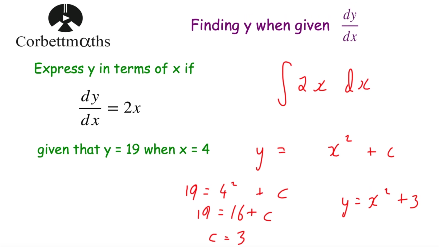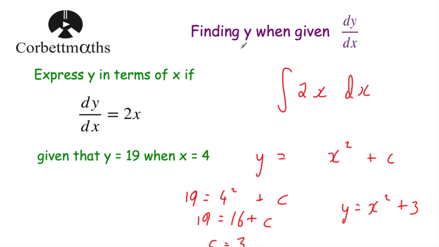And that's it. So just to explain, if you want to find out what y is, whenever you've been given what dy by dx is, you'll want to integrate dy by dx, and you'll find out what y is. And then you'll want to substitute in the values to find out what the c is. And that's it. So let's have a look at another example.